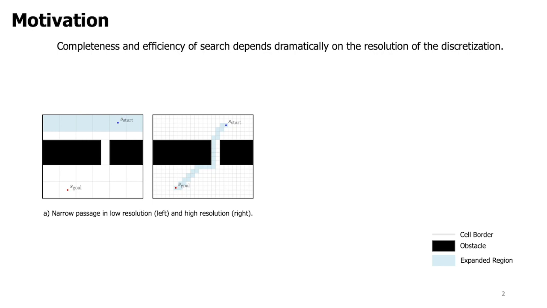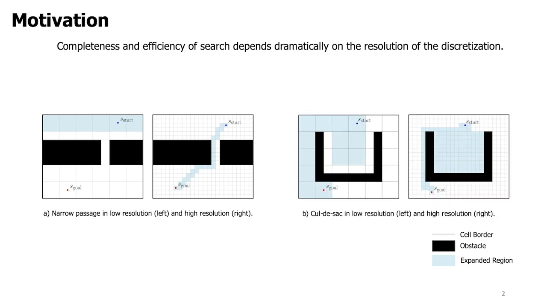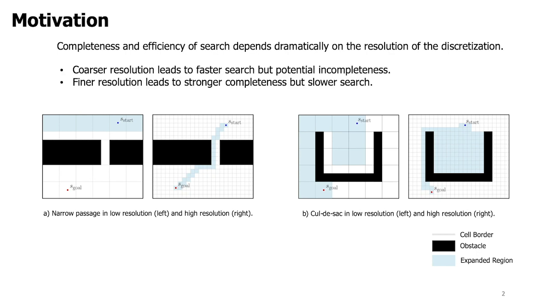Figure B shows a cul-de-sac. On the left is a coarser resolution map where the planner only takes 4 expansions to escape the local minimum. On the right, the planner takes around 100 expansions before it can exit the cul-de-sac. These two cases show that coarser resolution leads to faster search but potential incompleteness. Finer resolution leads to stronger completeness but slower search.